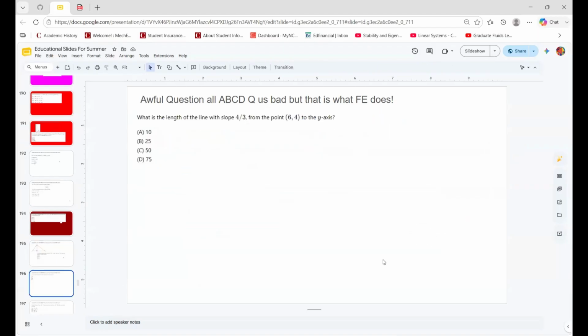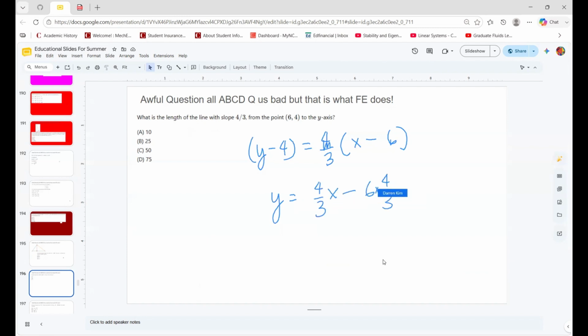Okay, clear this one. What's the length of a line with slope 4 over 3 from a point? y equals 4 divided by 3 x plus b. So we can do y minus 4 equals m, which is going to be 4 divided by 3, times x minus 6. So y equals 4 divided by 3 x minus 8 divided by 3 plus 4. So y equals 4 divided by 3 x plus 4 divided by 3.